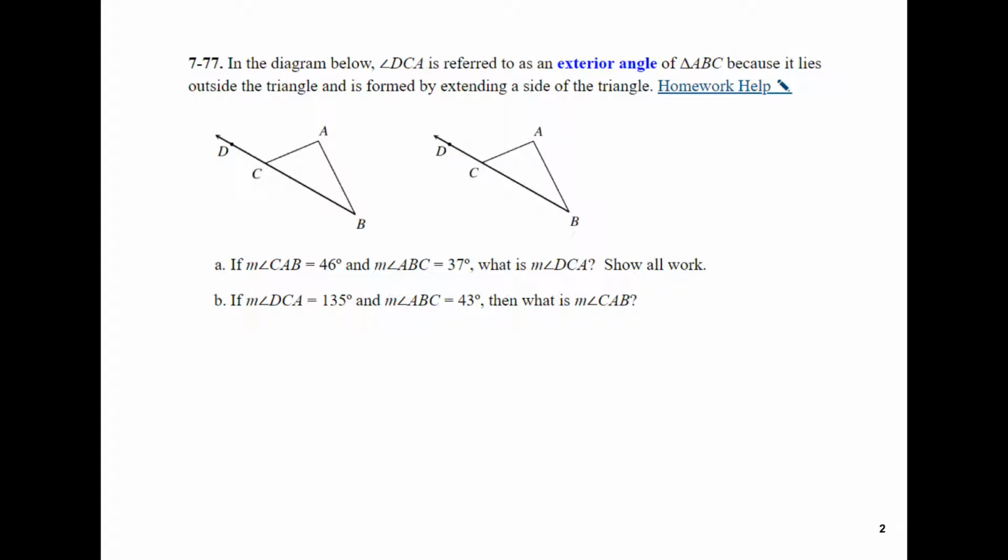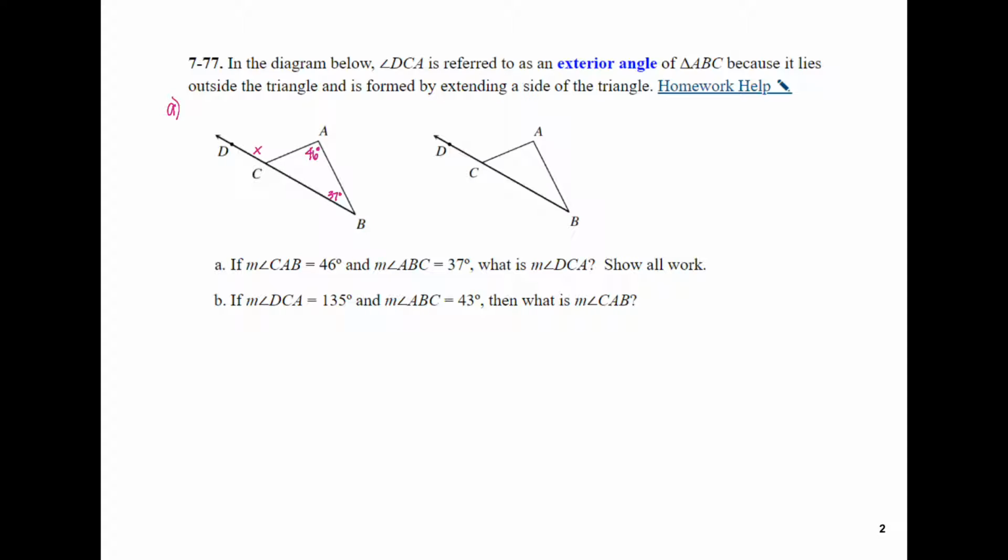Problem 777. In the diagram below, angle DCA is referred to as an exterior angle of triangle ABC because it lies outside of the triangle and is formed by extending a side of the triangle. So problem A says, if the measure of angle CAB is 46 degrees, so you want to go ahead and label your picture, the measure of angle ABC is 37 degrees, what is the measure of angle DCA?